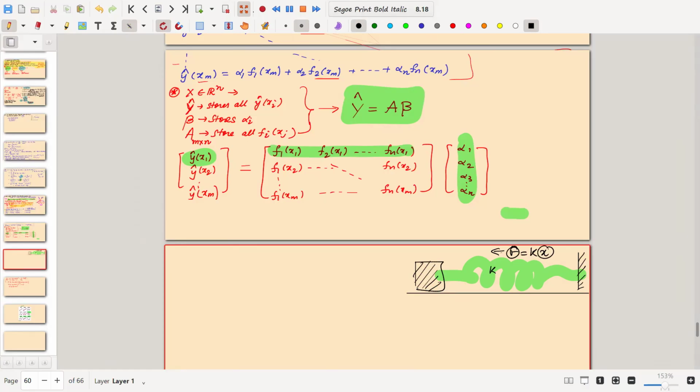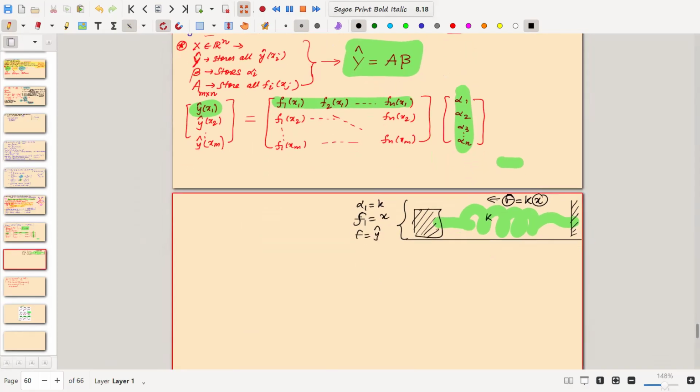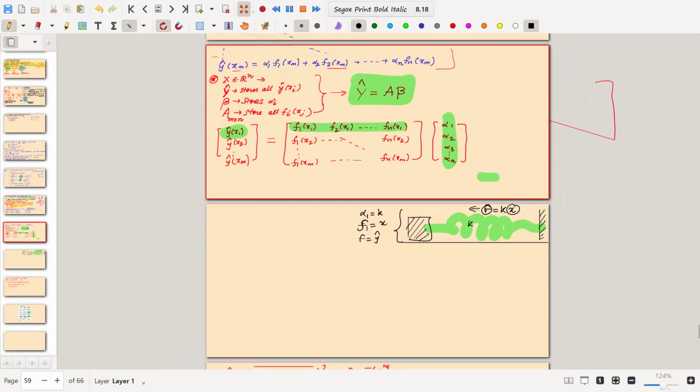You understood, no? I am just giving you an example here. Alpha 1 is K here and F1 is x here. And F is nothing but like y hat, if you want to determine the spring constant of the spring. So this is just a bit of an idea so that it doesn't appear that complex.